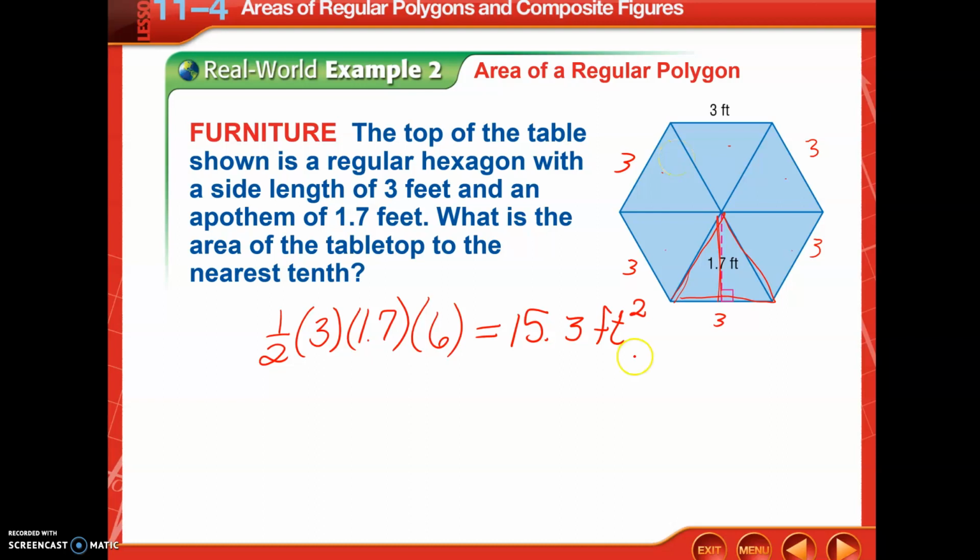So what you can think of is like if I found the perimeter of this here, that would give me the 6 times 3, which is this part, and then we have the apothem. So the area of a polygon is 1/2 perimeter times apothem, because this gives me the area of all the triangles all together.